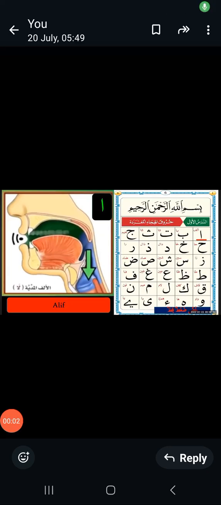These are the Arabic alphabet and their makharij. That means the place where they come from. So we will start, inshallah, with alif again, and this is our vision. So alif comes from the empty space of your mouth and throat.